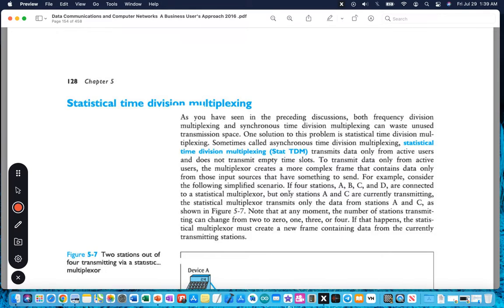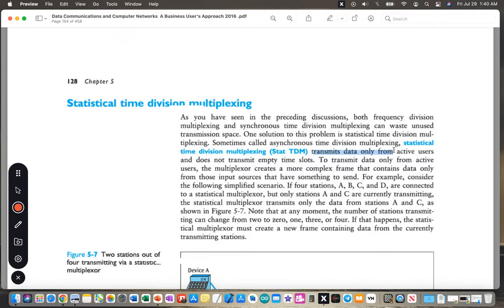Statistical time division multiplexing. As you have seen in preceding discussions, both frequency division multiplexing and synchronous time division multiplexing can waste unused transmission space. They have a waste, the FDM and the synchronous TDM. One solution to solve that waste problem is statistical time division multiplexing. It uses statistics, sometimes called asynchronous time division multiplexing. The previous one was synchronous TDM, now asynchronous TDM, or it's called statistical TDM, or stat TDM.